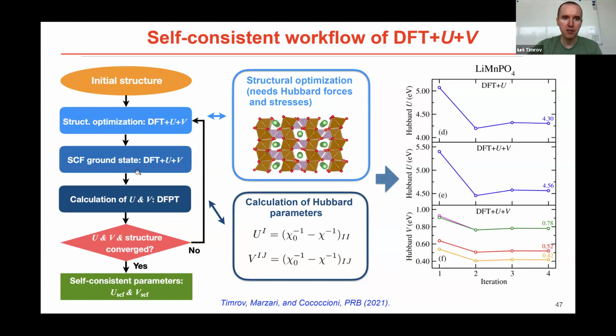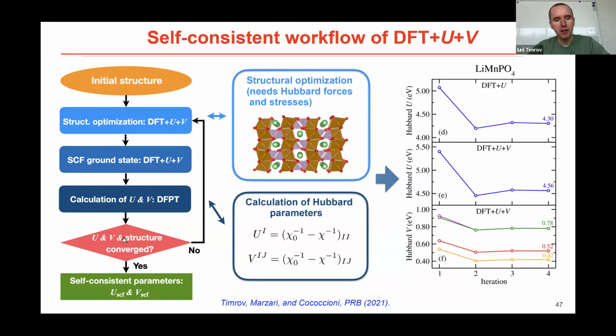Then you do SCF ground state with U and V that we just computed. And then you recalculate U and V, and you obtain slightly different U and V. Now we check the updated U and V. Is it still different from the previous one? And typically, yes. You need to repeat the cycle 3 to 4 times typically.